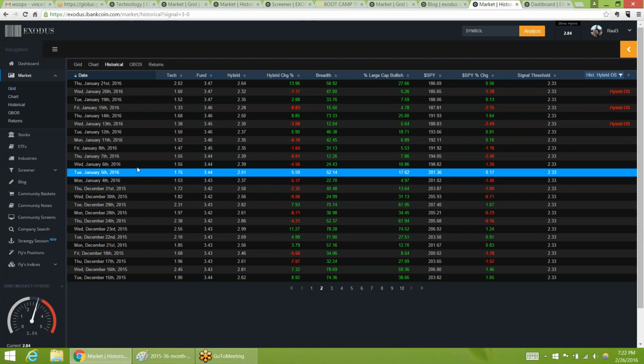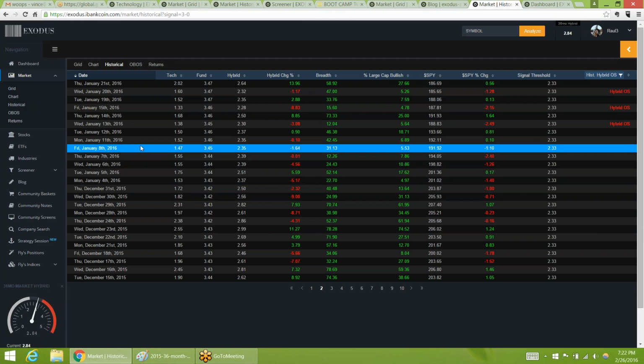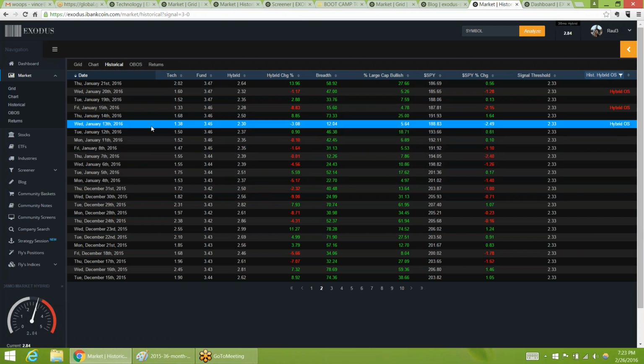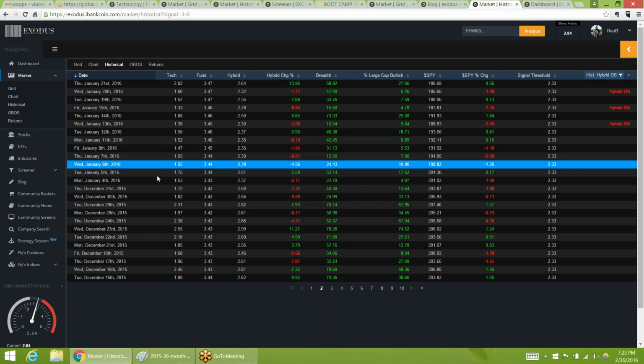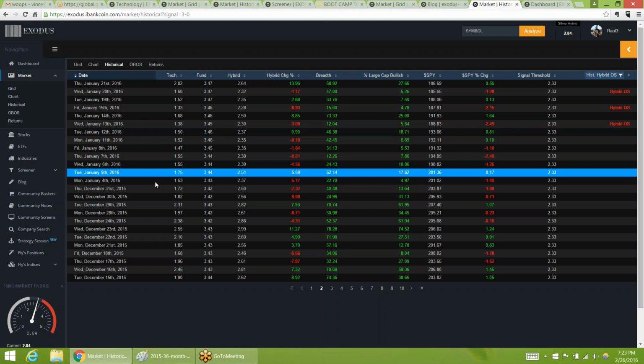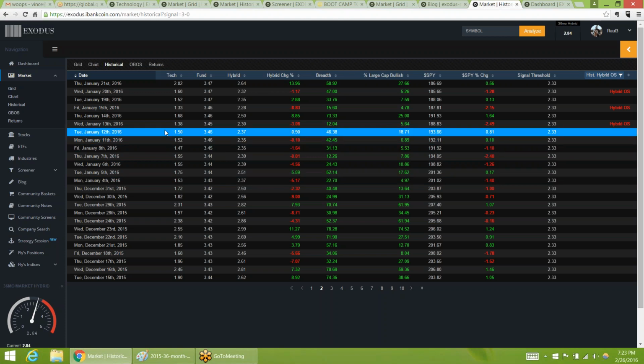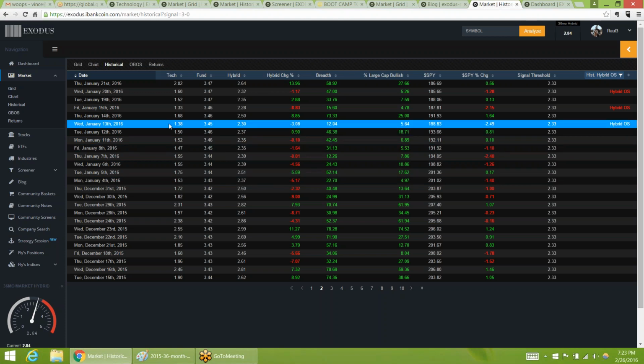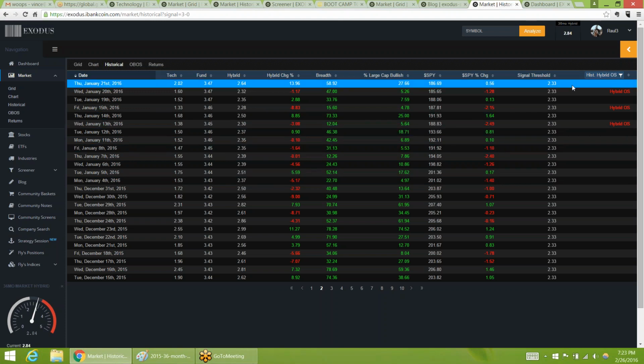Look at this. It did not flag once until we got down to 188 on the SPY. So you weren't caught up in any of that drawdown that happened from the start of the year up at 201 and a half, or a little bit less, 201, all the way down to 188. It performed extremely well through all of that.